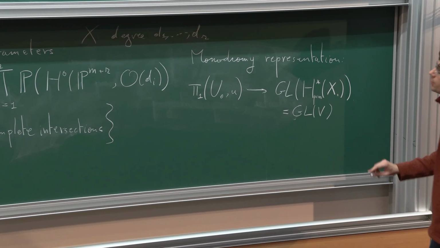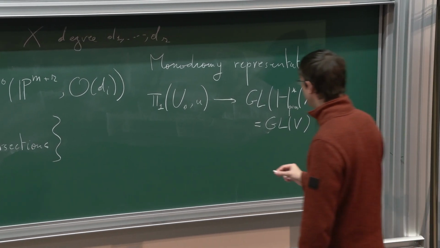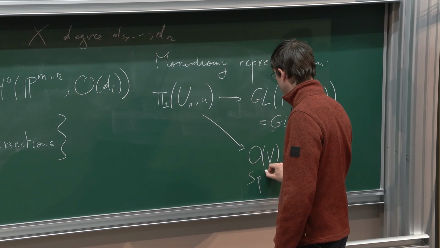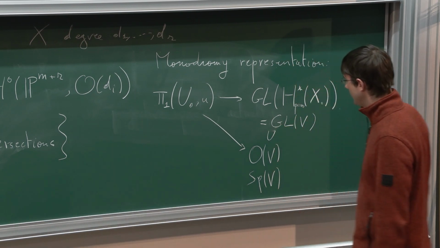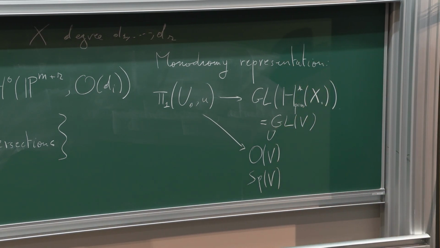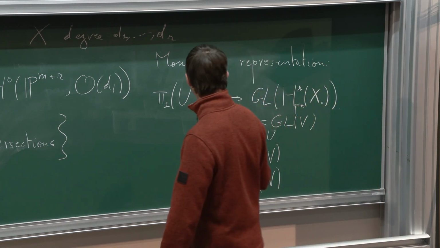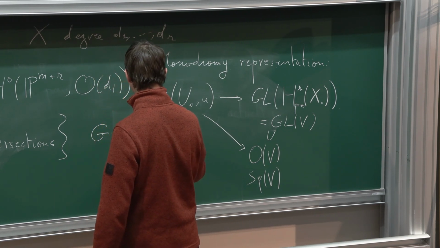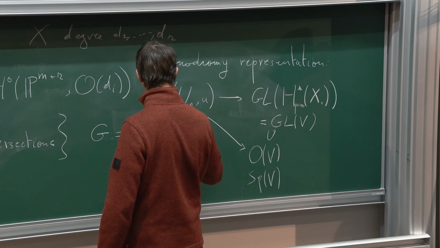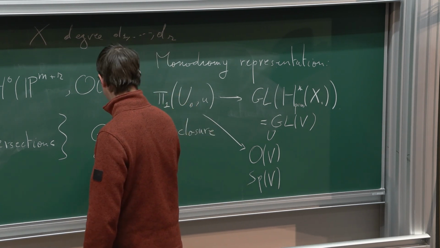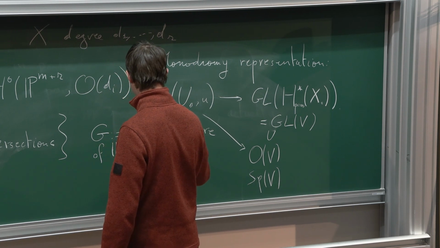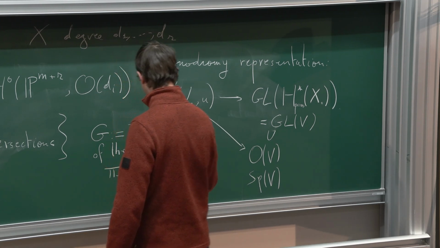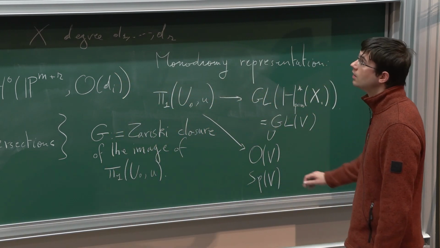And of course, this monodromy preserves the intersection pairing, which is something topological. So actually, this maps to the orthogonal or symplectic group, depending on the parity of m. And now we can introduce some kind of algebraic monodromy group G, which will be the Zariski closure of the image of the fundamental group. Okay, so it's an algebraic subgroup inside the orthogonal or the symplectic group.